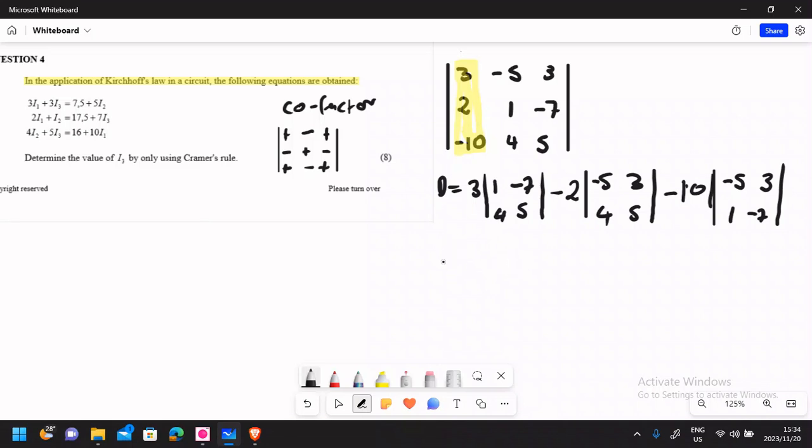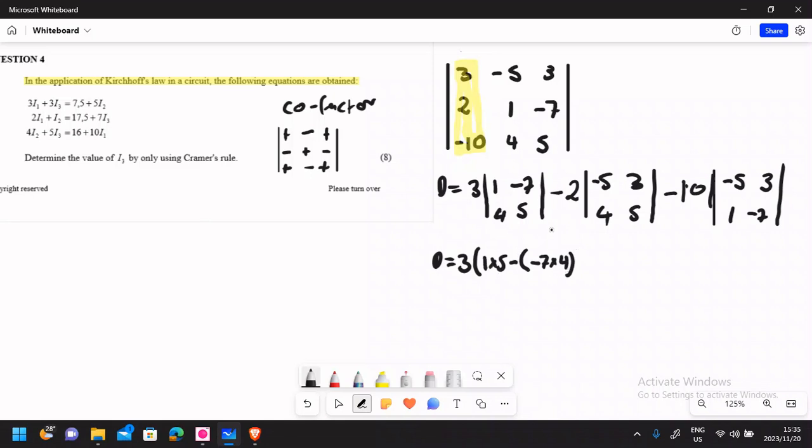So let's do it. Here's what we're supposed to do. We have D, then we have 3. So here's how you're supposed to do it. Say 1 multiplied by 5, so 1 multiplied by 5 is what you get there, minus, always minus, guys, negative 7 multiplied by 4. Let me just erase this 4, it doesn't look so good. Negative 7 multiplied by 4. Okay, this is what we have here.